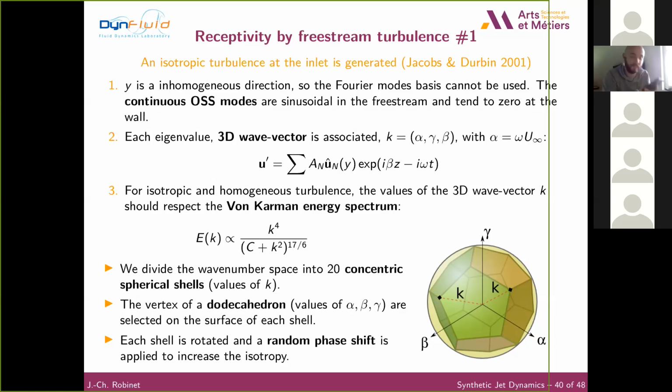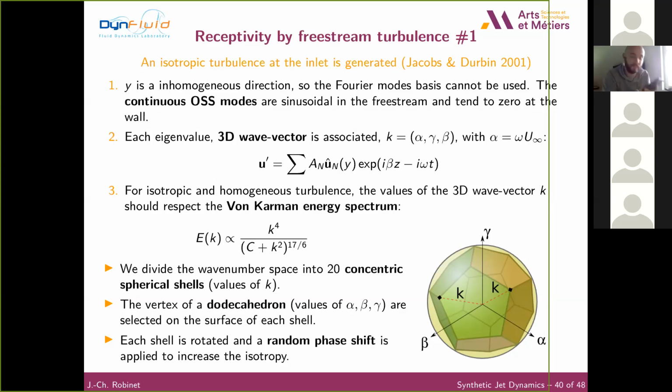In fact, for each eigenvalue, there is a three-dimensional wave vector, associated with three wave number components, alpha, gamma, and beta, where the value of alpha is directly linked to the frequency, and typically the phase velocity is comparable to the free stream velocity. The perturbation is decomposed in this basis where we have an amplitude, A_N, and this amplitude is calibrated by an energy spectrum in Fourier space. I use a von Karman energy spectrum to calibrate the amplitude of each mode.